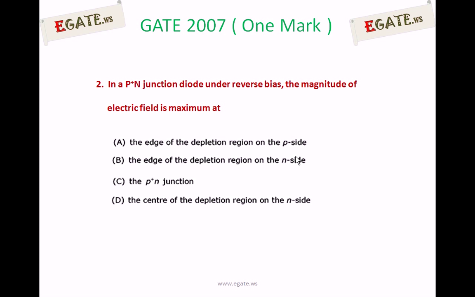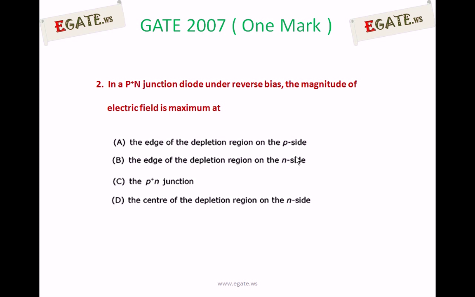In a P plus N junction under reverse bias, the magnitude of electric field is maximum at: A, the edge of the depletion region on P side; B, the edge of depletion region on N side; C, the P plus N junction; D, the center of the depletion region on N side.